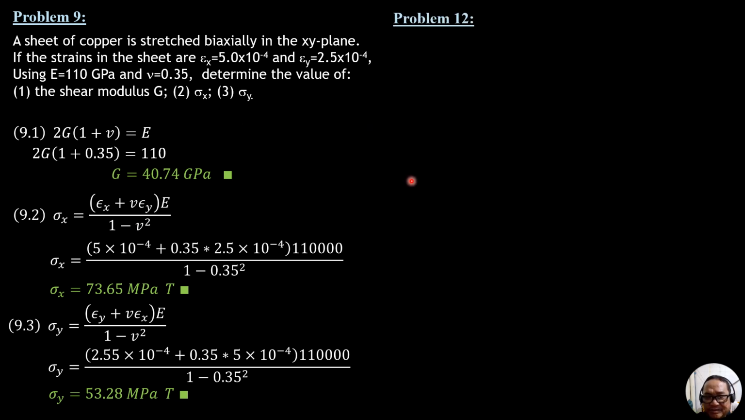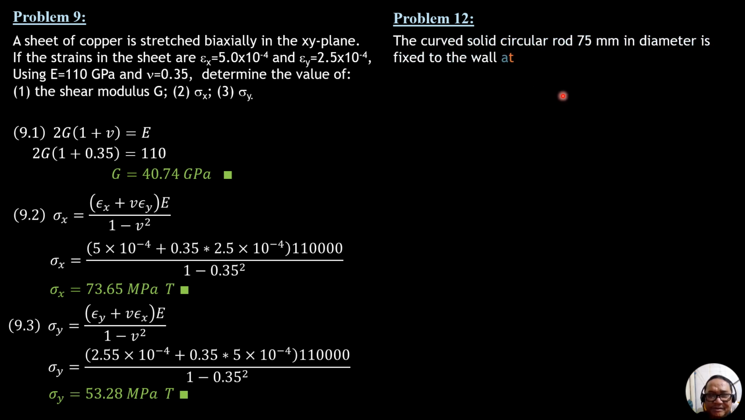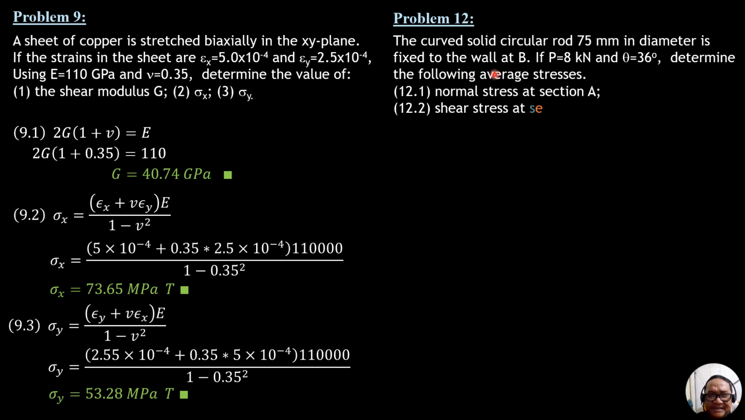So let's proceed to the last problem in this video. The curved solid circular rod 75 mm in diameter is fixed to the wall at B. If P is 8 kilonewtons and theta is 36 degrees, determine the following average stresses: normal stress at section A, shear stress at section A, and bending stress at section A. If R is 1.2 meters, radius of the rod.